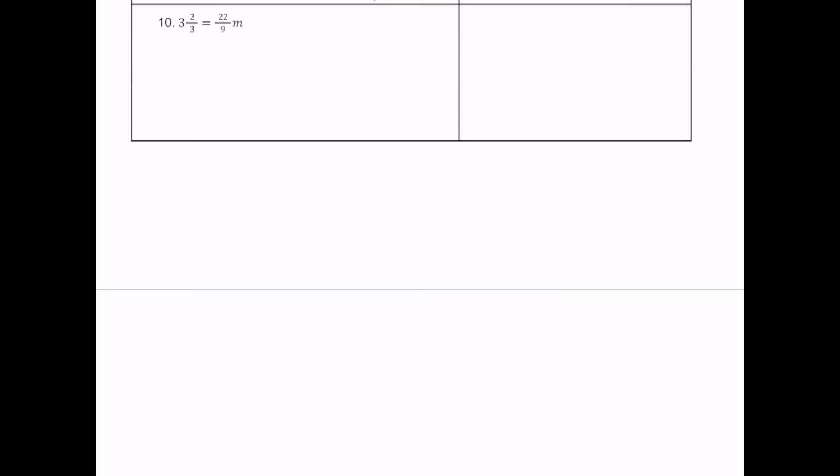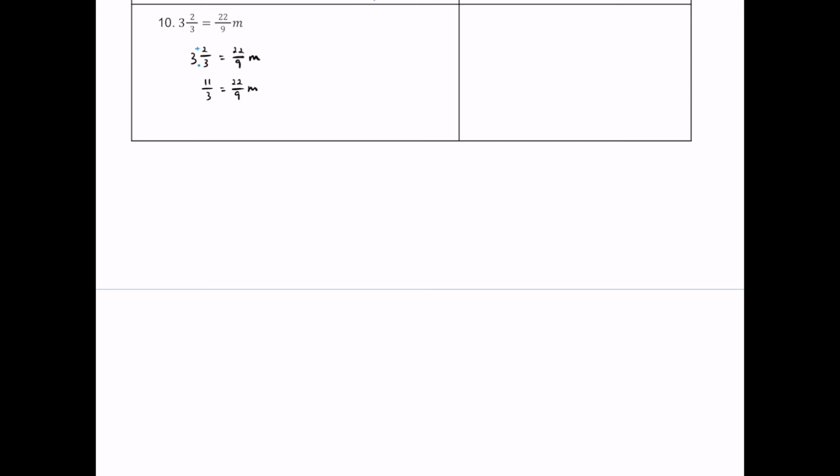Here is one last problem. We have 3 and 2/3 is equal to 22/9 m, or 22/9 of m. Now let's go ahead and just rewrite this so we have a little bit more space. So we have 3 and 2/3 is equal to 22 over 9 multiplied by m. Now, the first thing I would do is rewrite so we just have improper fractions. So 3 times 3 is 9. 9 plus 2 is going to be 11. We're going to have 11 over 3 is equal to 22/9 m.